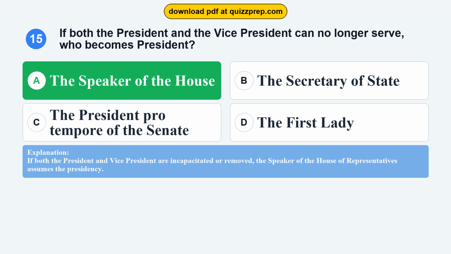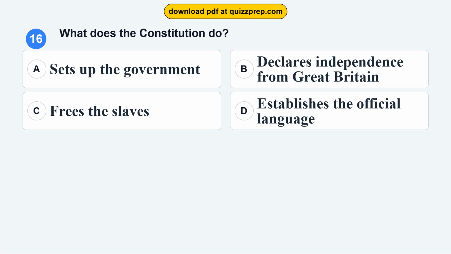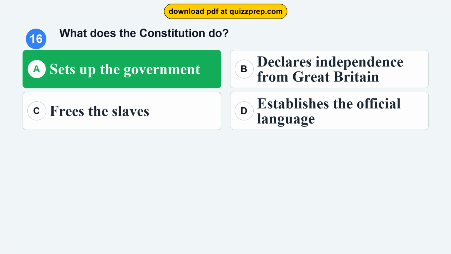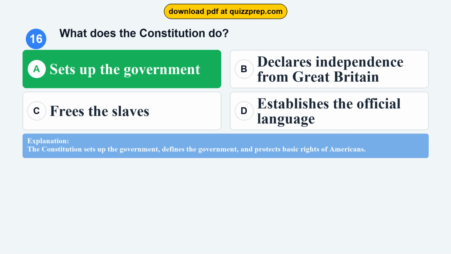presidency. Question 16. What does the Constitution do? Option A. Sets up the government. Option B. Declares independence from Great Britain. Option C. Frees the slaves. Option D. Establishes the official language. The correct answer is option A. Sets up the government. The Constitution sets up the government, defines the government, and protects basic rights of Americans.